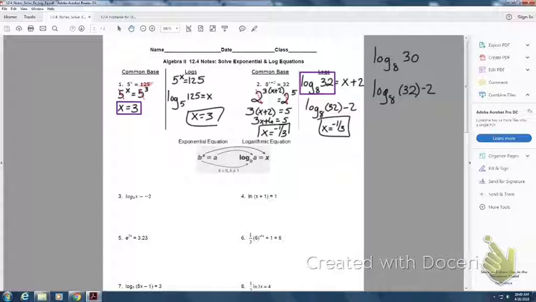Okay, and literally if I fish hook that, what is that going to look like? Base 3 is 3 to the power of negative 2 equals x. Without putting that in your calculator, can anybody tell me what that's going to equal? Not negative 9.